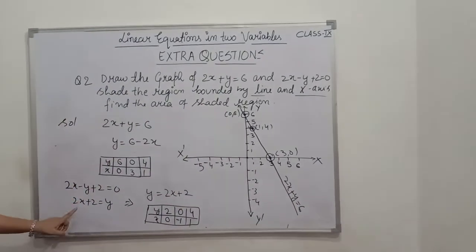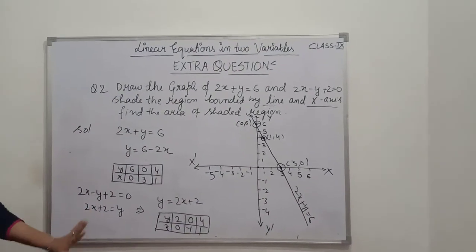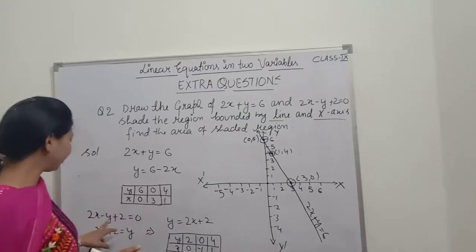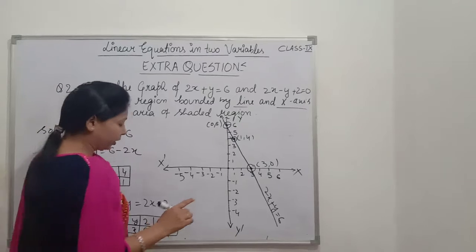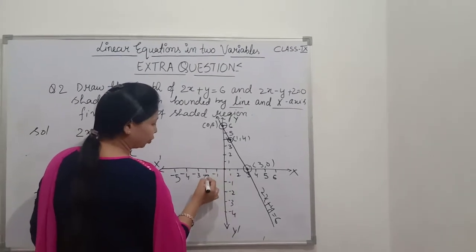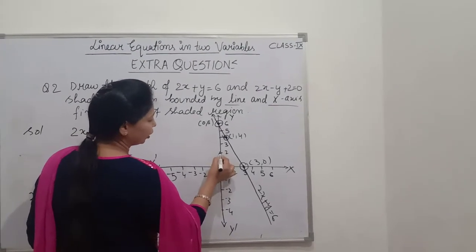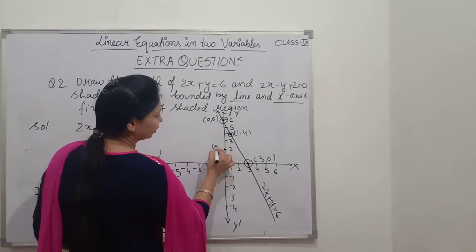Now I want to plot this equation 2x plus 2 is equal to y, or 2x minus y plus 2 is equal to 0. For this x is equal to 0, y is 2. X is 0 and y is 2. Y is 2 is here. This is 0, 2.